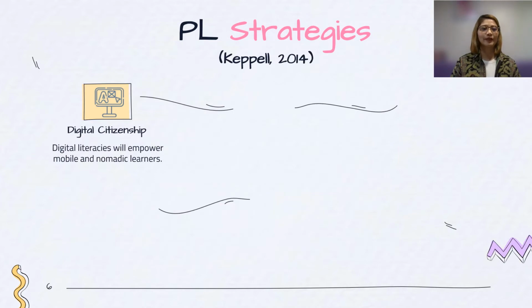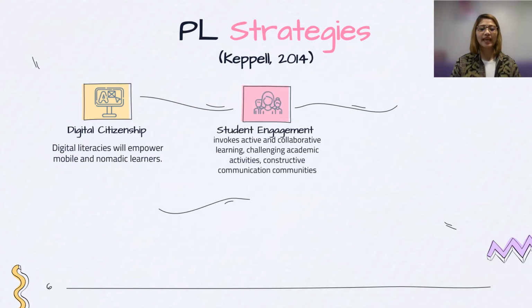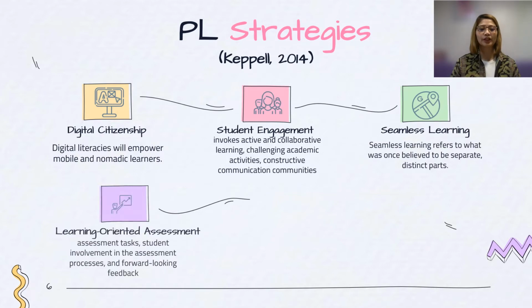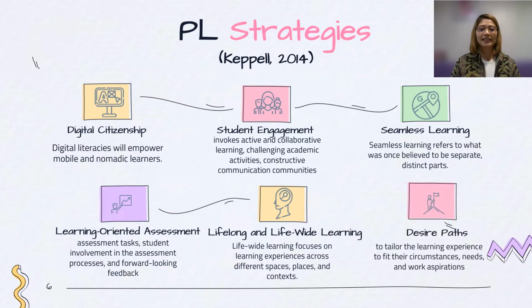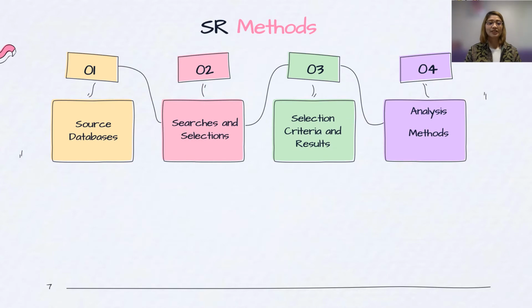According to Keppel 2014, there are 6 strategies identified in the PL, including digital citizenship, student engagement, seamless learning, learning-oriented assessment, lifelong and life-wide learning, and desired paths. This multi-phase study critically examines referred research publications on PL in higher education over the past 10 years.